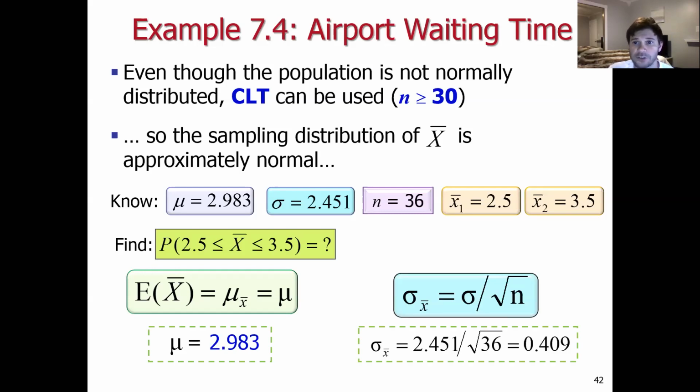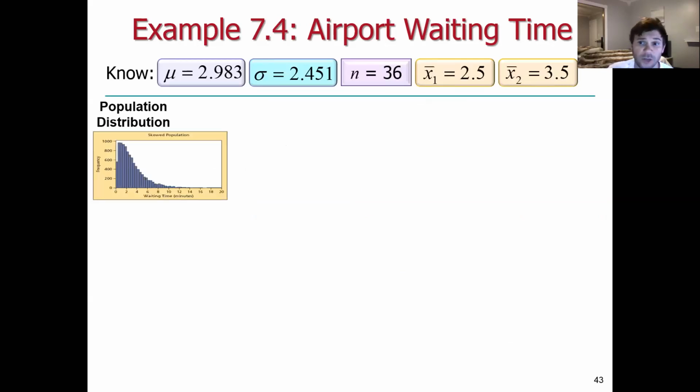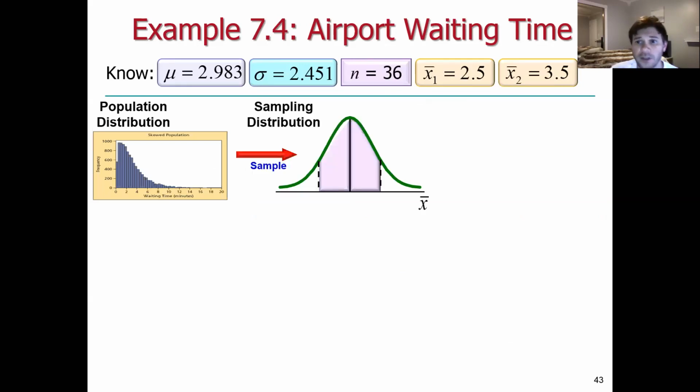So we can now describe our sampling distribution, given that we had started with that population distribution. We had this really skewed population distribution, but we took a large enough sample, and it's okay to assume this is normal because we had 36 observations, above that 30 observation threshold. And we are being asked for that probability in the pink region between 2.5 and 3.5 minutes.